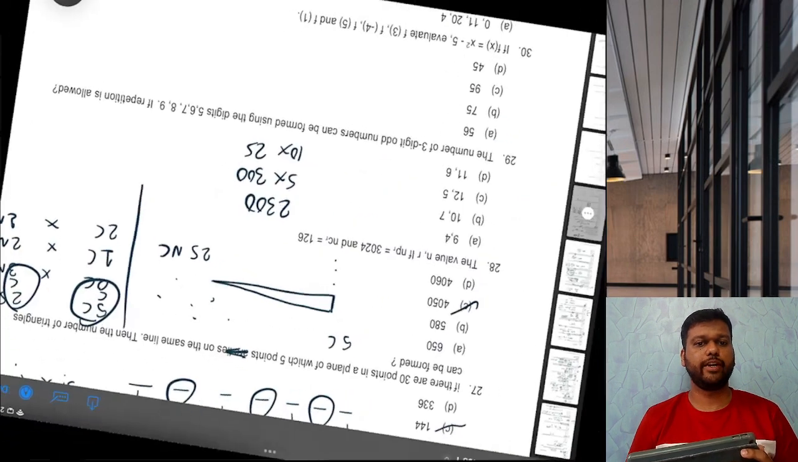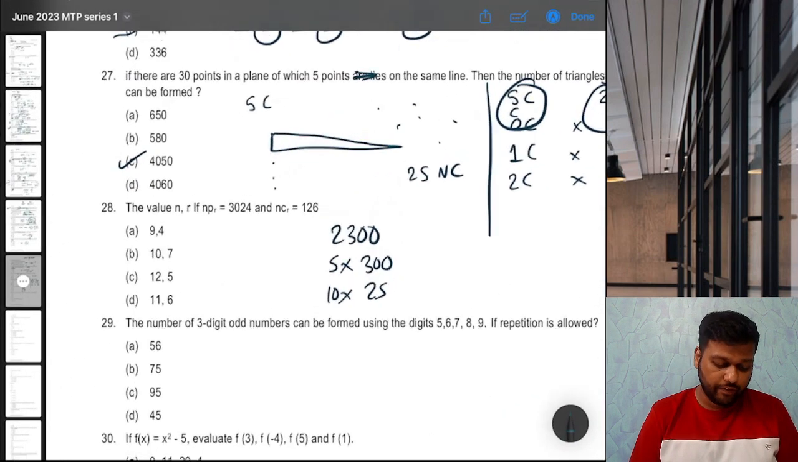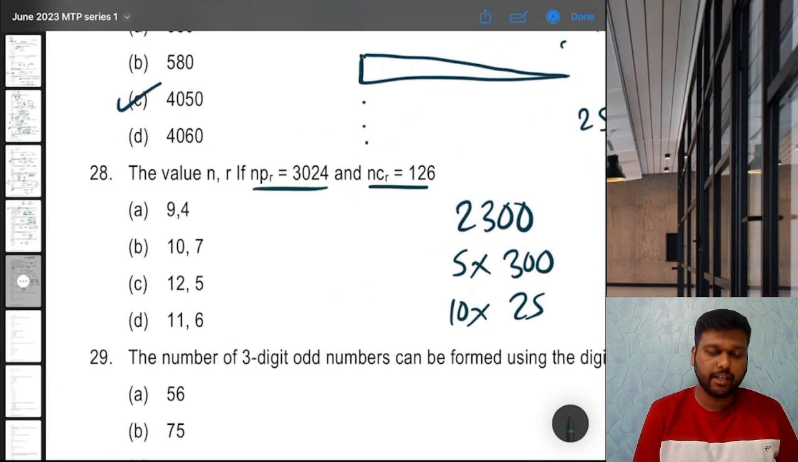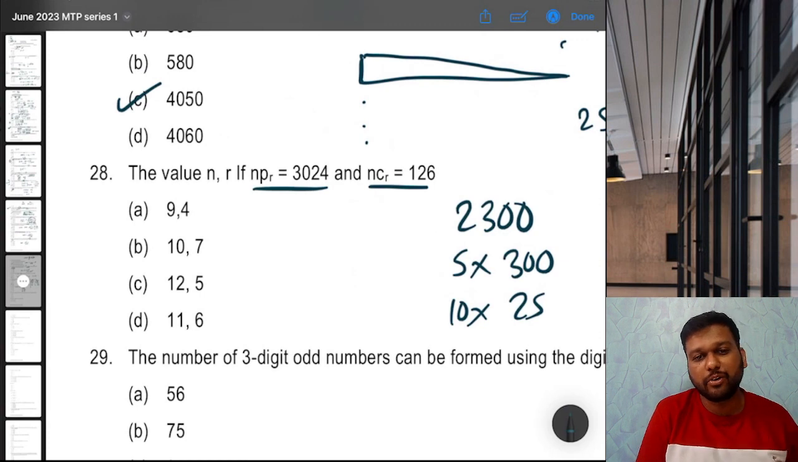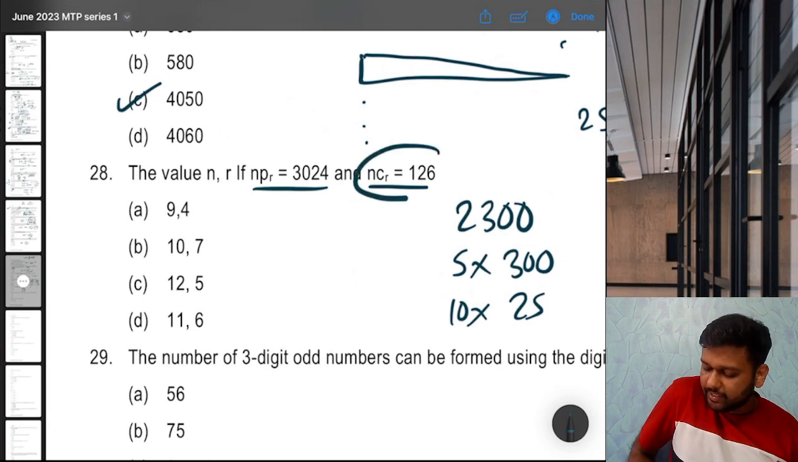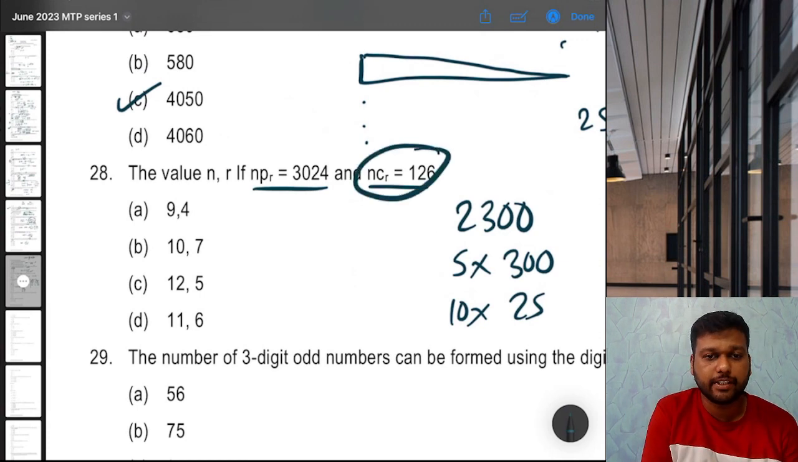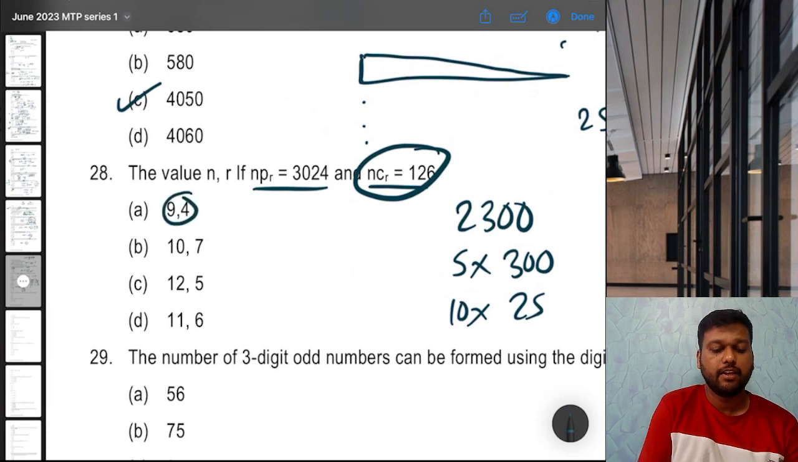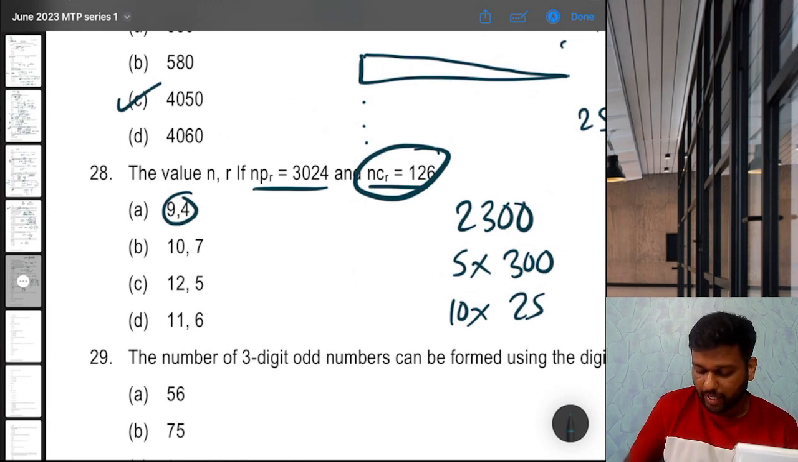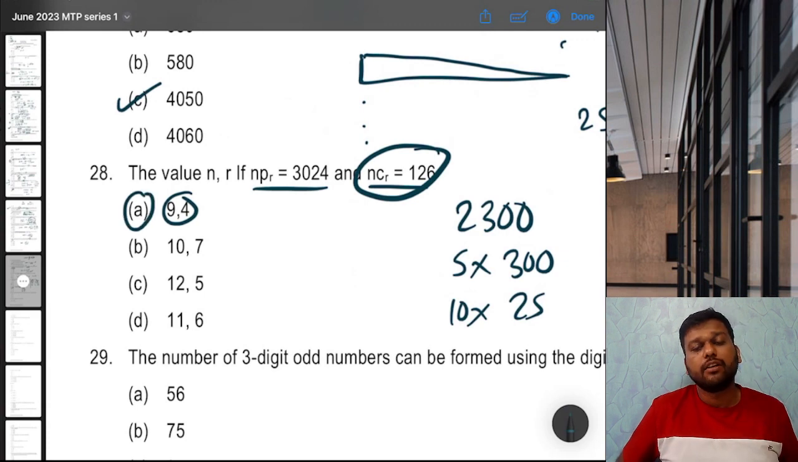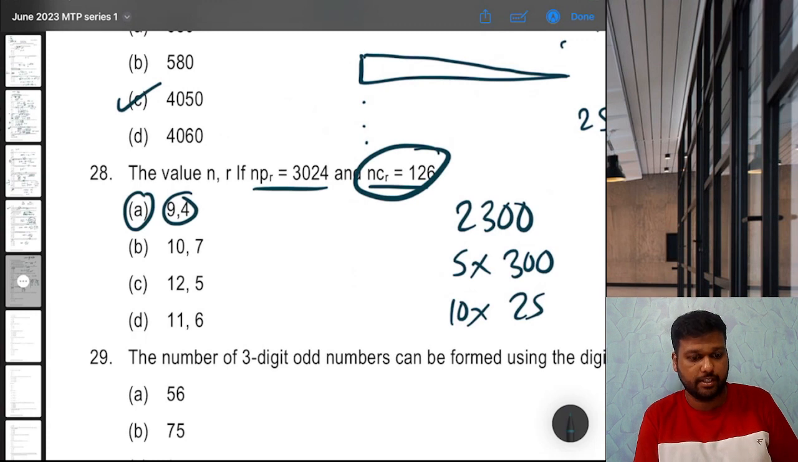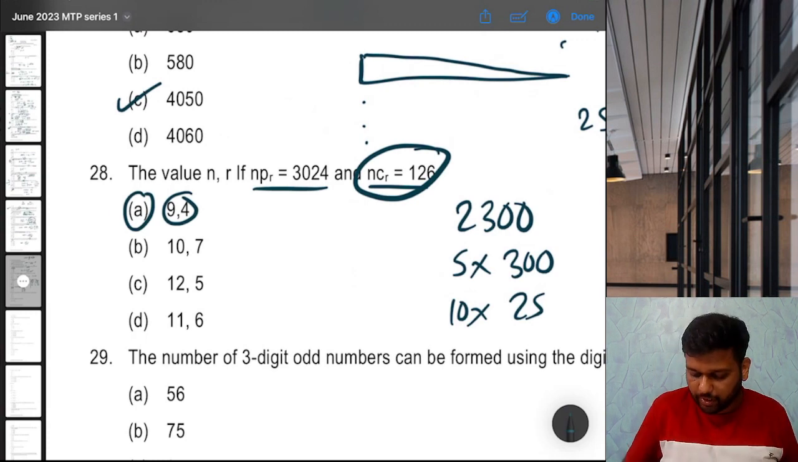Question 28. What is the value of n and r? If nPr is this, nCr is this. We are not going to solve, we are going to go by options. This is easiest to calculate. nCr should be 126. Let's see what is 9C4. 9 into 8 into 7 into 6 divided by 4 factorial, which is 24. So 126. So A can be the answer. Let's just check nPr. 9 into 8 into 7 into 6, that's it, 3024. So A is the correct answer.